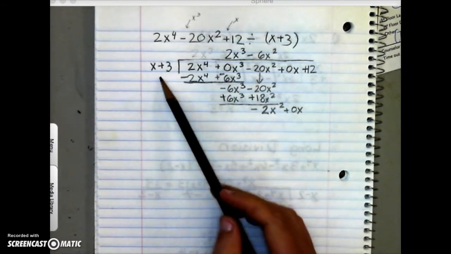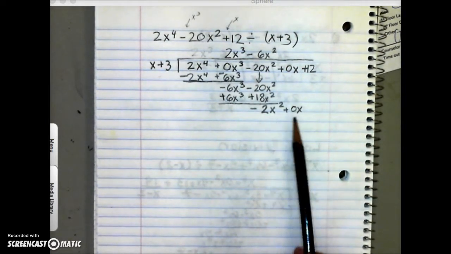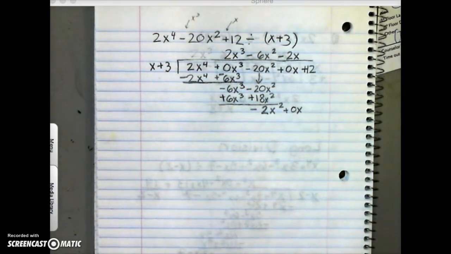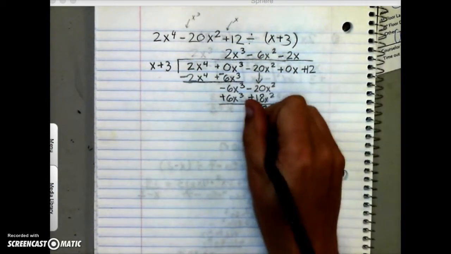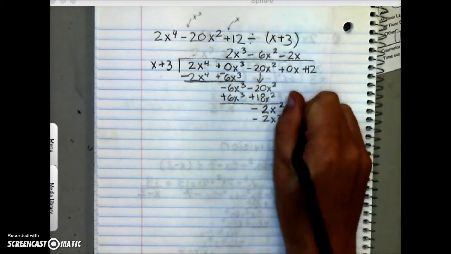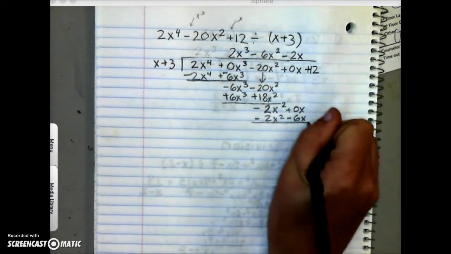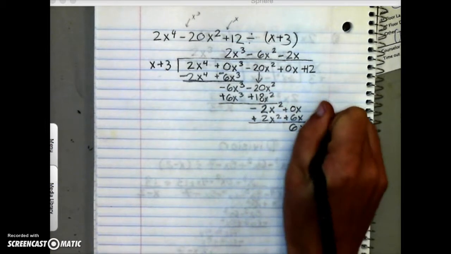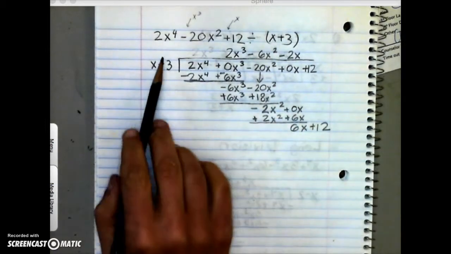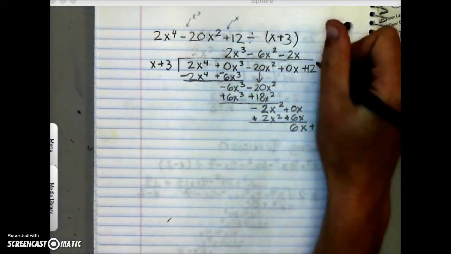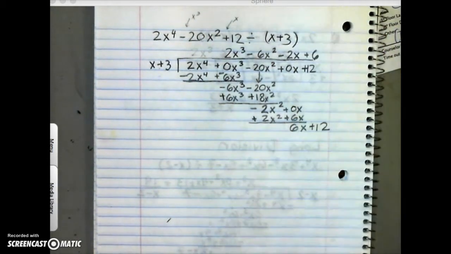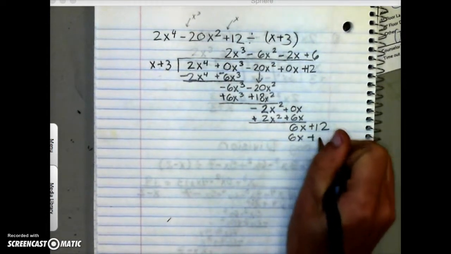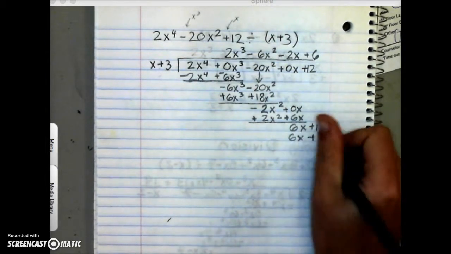How many times does x go into negative 2x squared? Negative 2x. So negative 2x squared minus 6x. Change the signs. 6x. And then it's going to go in 6 times. 6x plus 18.